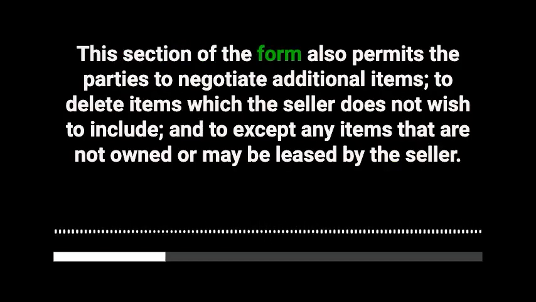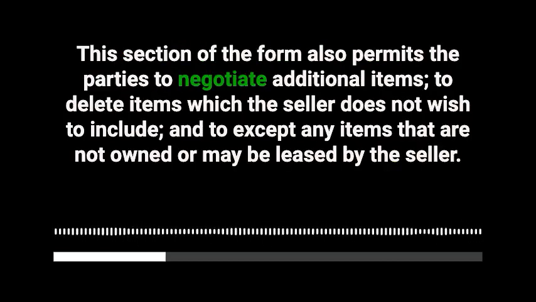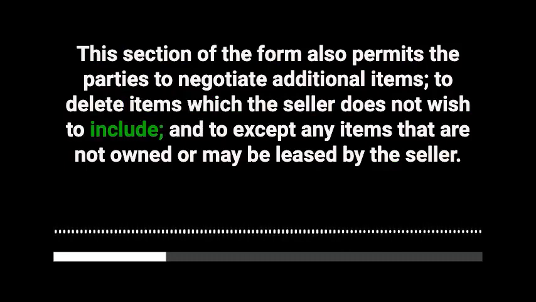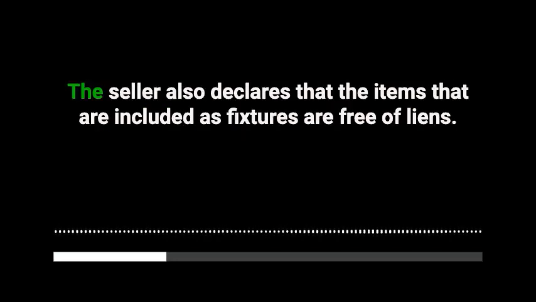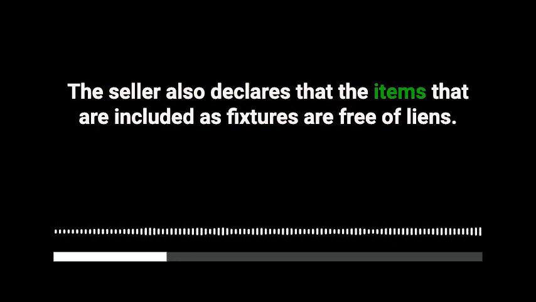This section of the form also permits the parties to negotiate additional items, to delete items which the seller does not wish to include, and to accept any items that are not owned or may be leased by the seller. The seller also declares that the items that are included as fixtures are free of liens. In another section of this contract, the seller is required to remove unwanted personal property and other debris at closing.